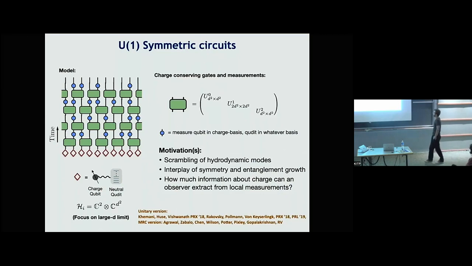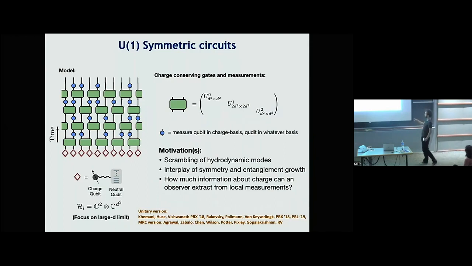Okay, what's the motivation to add symmetries? I can try to argue this in at least two different ways. From the point of view of phase transitions and critical phenomena, it's pretty natural to add symmetries to this setup of measurement-induced phase transitions. You could imagine you're going to get interesting new phase transitions. From the point of view of scrambling and quantum information, it's also pretty interesting to have a U1 conserved quantity because that will give you a hydrodynamic mode. You'll have diffusion of charge. And of course, the way information about charge is spreading is very different from that of generic quantum information. So the scrambling of the hydrodynamic mode and the interplay of symmetry and entanglement growth are pretty interesting questions. And of course, many people in the audience have been thinking about them.